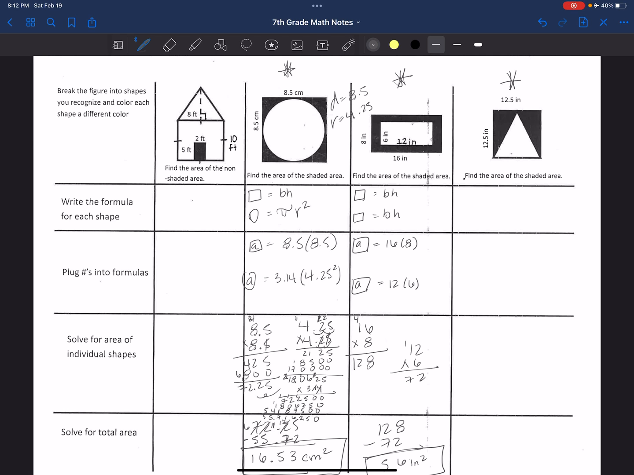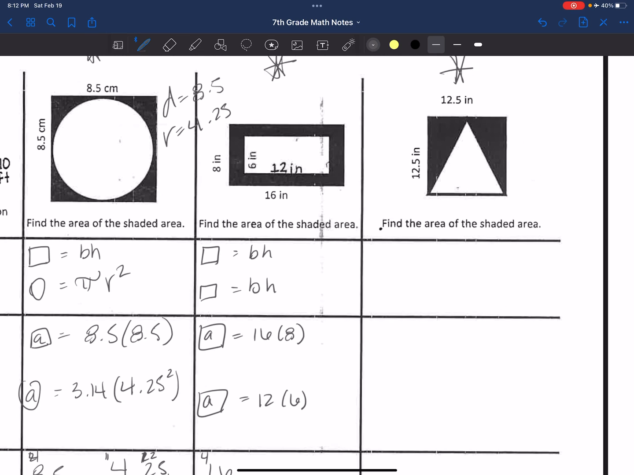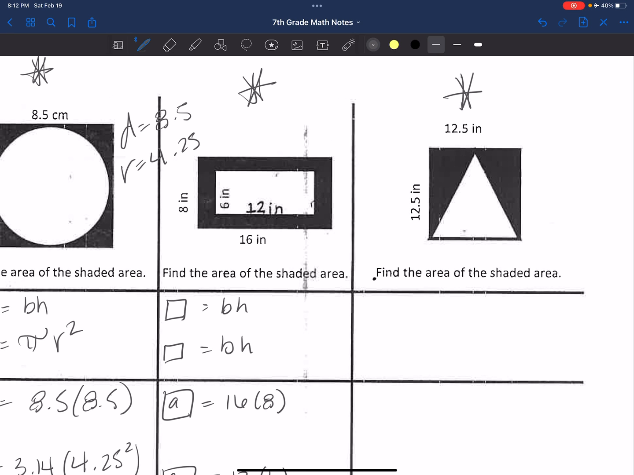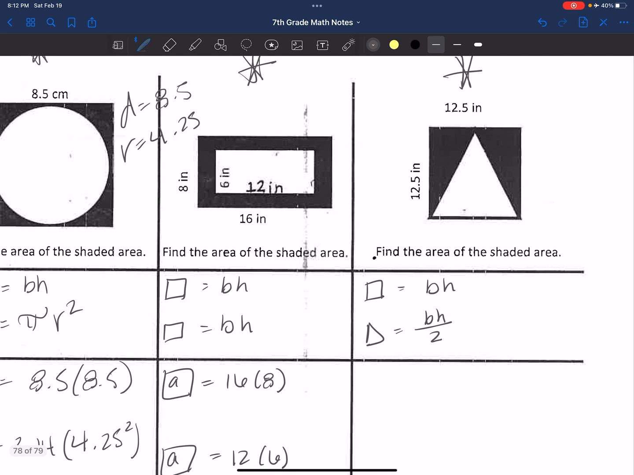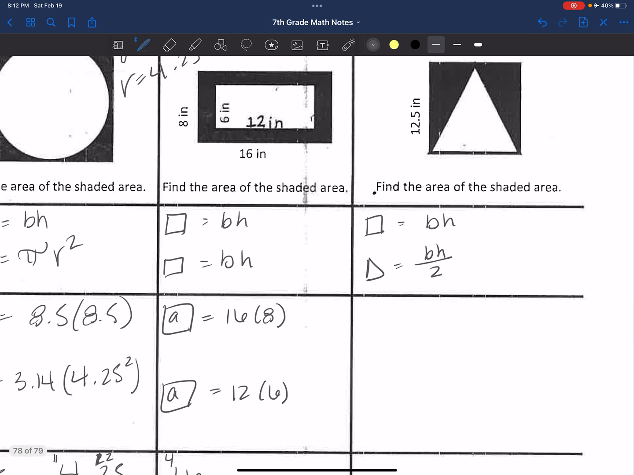All right, this last guy, find the area of the shaded region. Okay, don't get a headache. I'm going to zoom in. I see I'm dealing with a square, which I know is base times height, and a triangle, base times height divided by 2. I'm going to plug in my numbers. Okay, so that means my square is 12.5 times 12.5. And my triangle is also a height of 12.5 and a base of 12.5, divided by 2.